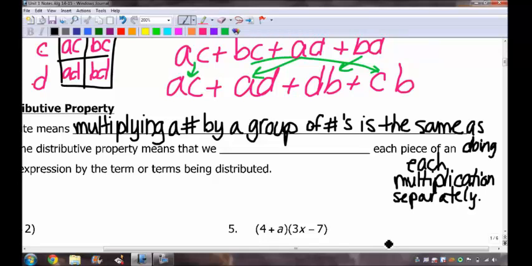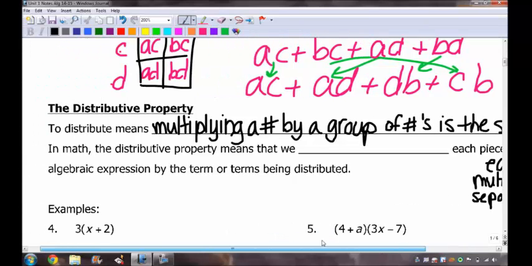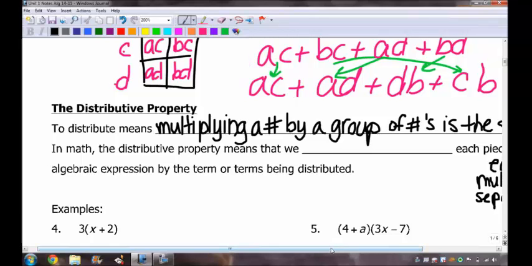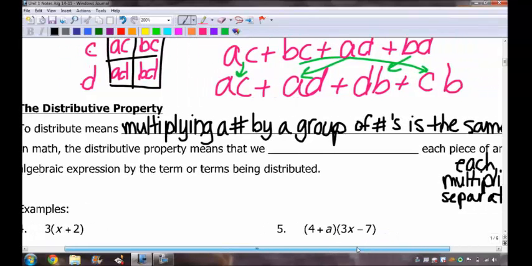Okay? Now, it says, in math, the distributive property means that we blank each piece of an algebraic expression by the term or terms being distributed. So all we're going to have to do is we're going to say that we multiply each piece. Okay?